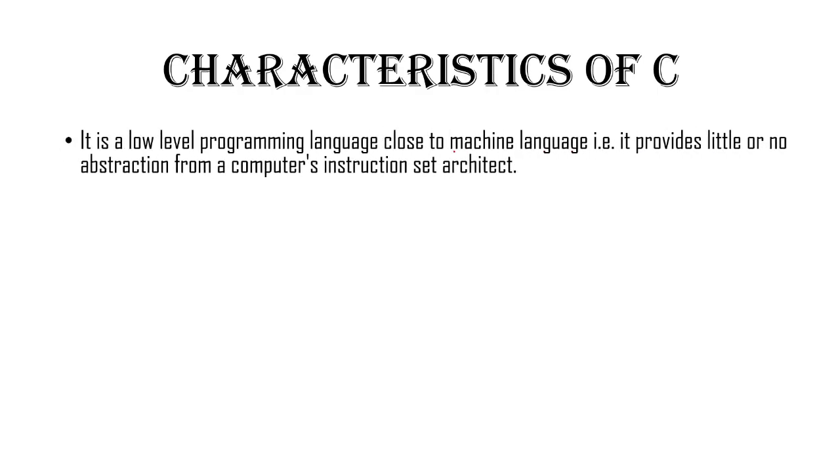Okay, so what are the characteristics of C? Here, it is a low-level programming language close to machine language. That is, it provides little or no abstraction from the computer's instruction set architecture. So we'll see that since C is a low-level programming language, it provides very fine control over what we want to do through our program.